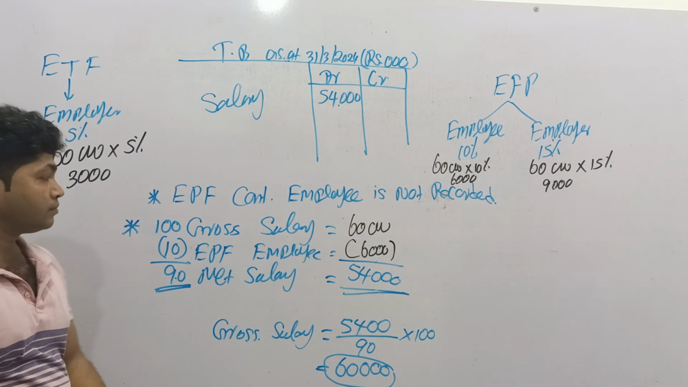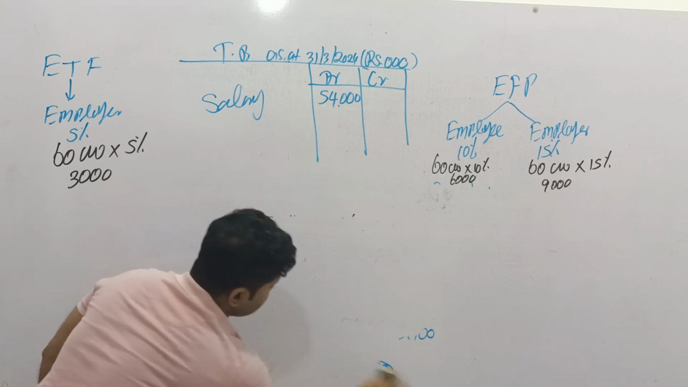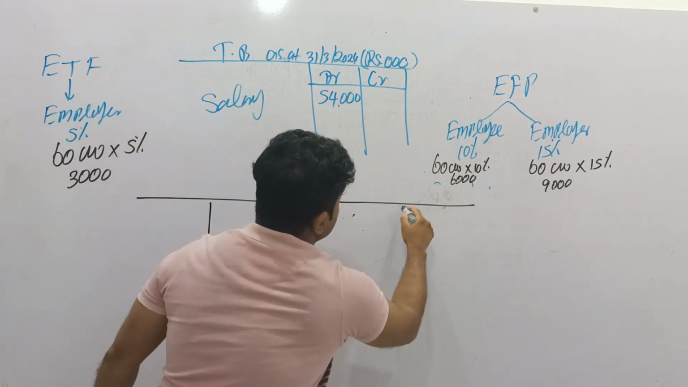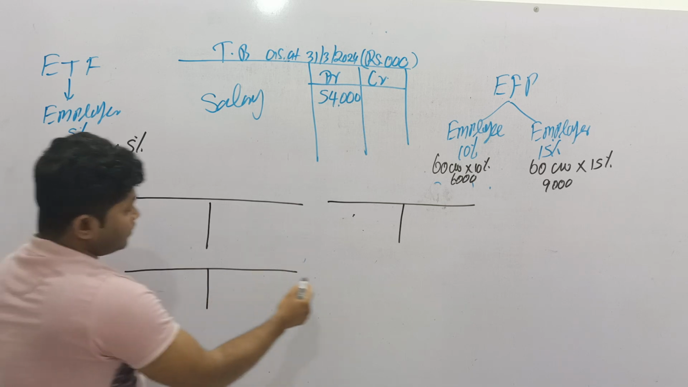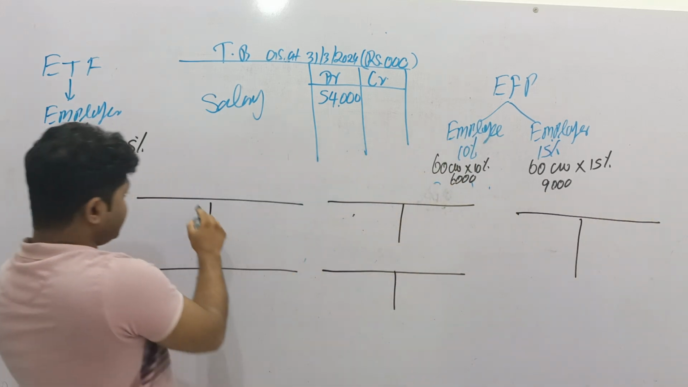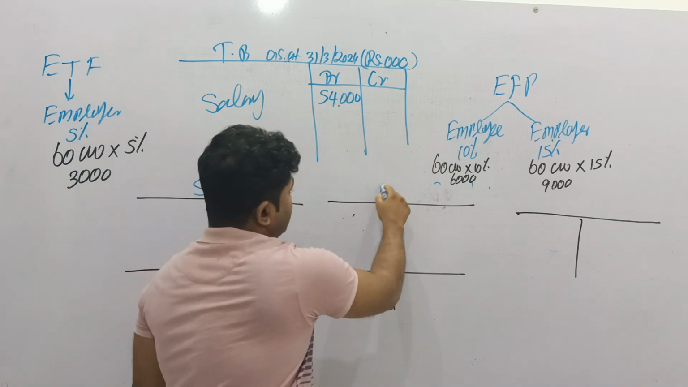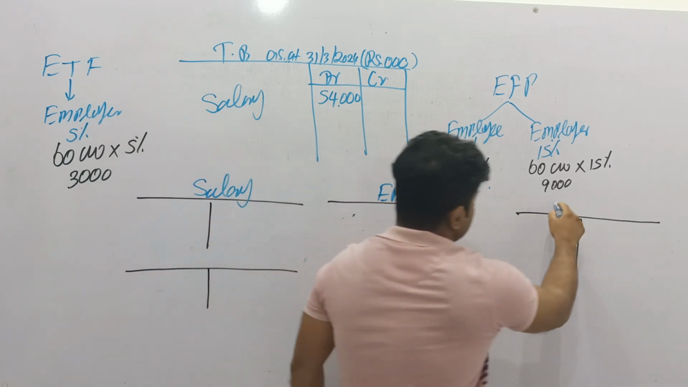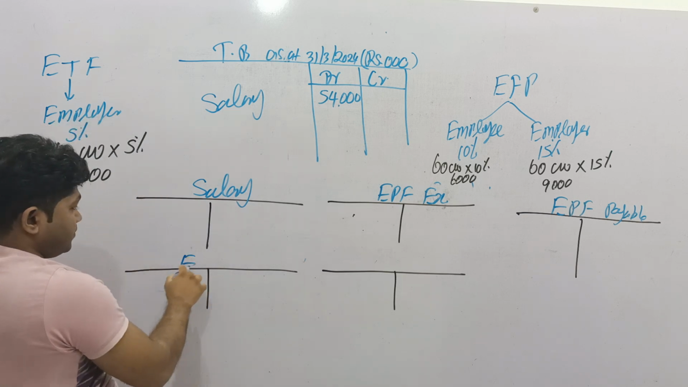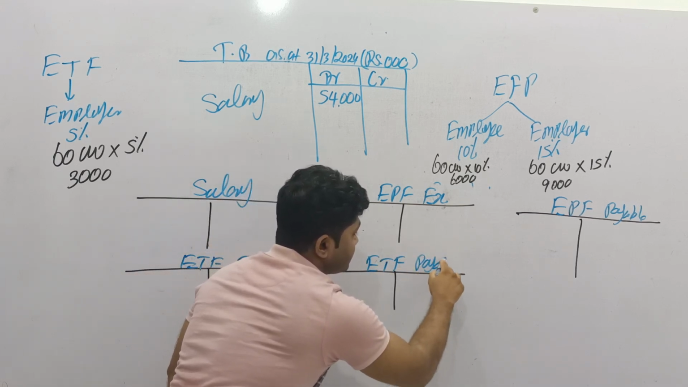You have to prepare 5 ledger accounts. They affect salary, as well as EPF expense and EPF payable. The 5 ledger accounts are salary account, EPF expense account, EPF payable account, as well as ETF expense account and ETF payable liability.